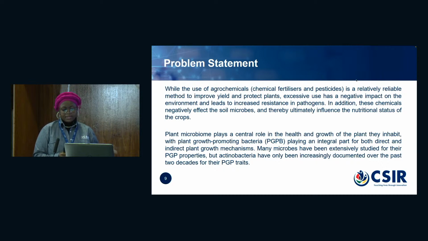Plant growth promoting bacteria form a part of the plant microbiome, essential for both direct and indirect plant growth promotion strategies, and they play a significant role in the health and growth of the plants that they inhabit. Many microbes have been extensively studied for their plant growth promoting properties, but actinobacteria have only been increasingly documented over the past 2 decades for their promoting traits.